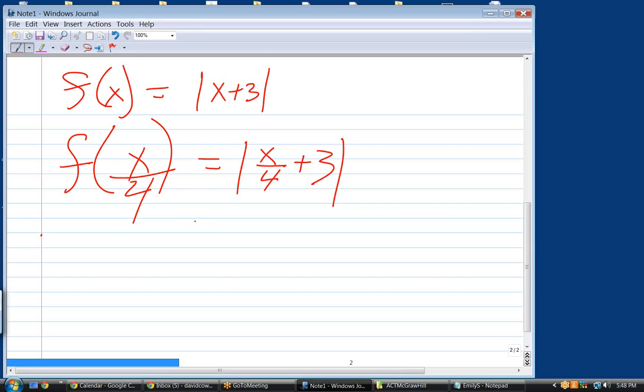And that definitely is this, and that is also definitely a stretch because the multiplier is between 0 and 1. When you're going horizontally, it's a stretch. Okay, what else you got?